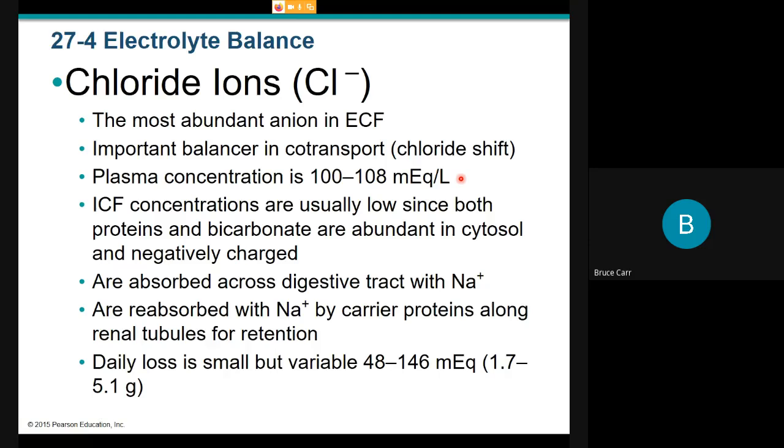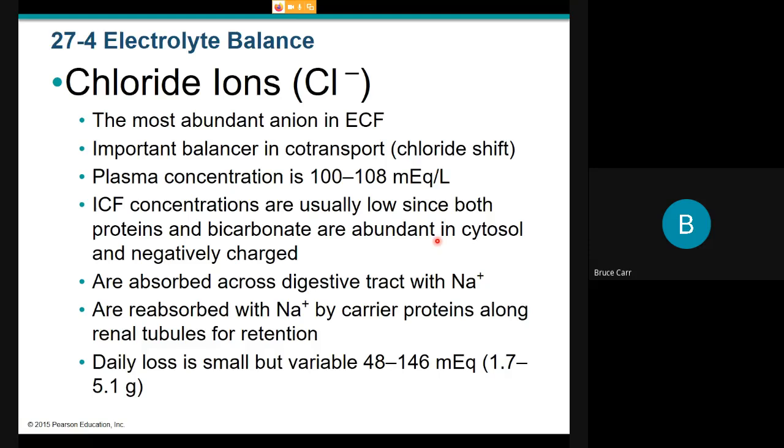You got to pick it up and carry it somewhere else. Well, we're going to put the bicarbonate over here, but to balance the charge, we're going to bring a chloride in. That's called the chloride shift. When it's time to bring it out of the cell and back to the plasma, we're going to shift back. Usually chloride concentrations are low.